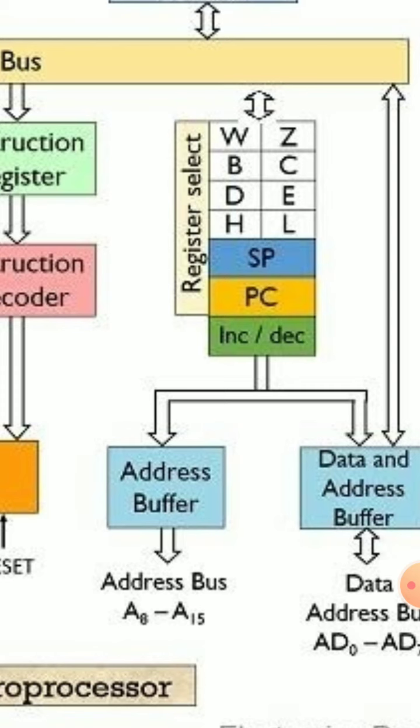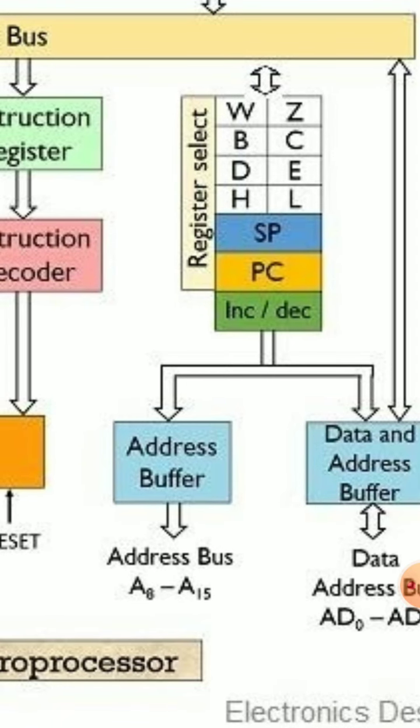What is the stack pointer? The stack pointer is a 16-bit register. It is used to indicate the status of the stack. Then PC, I already told you, means program counter. It is a 16-bit register. It holds the 16-bit address of the next instruction to be executed. That is the program counter, already explained in the previous videos on 8051 architecture and 8086 architecture. The same operation is carried out in the 8085 also, right?